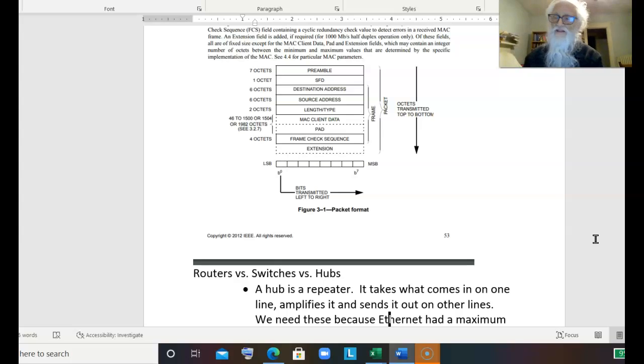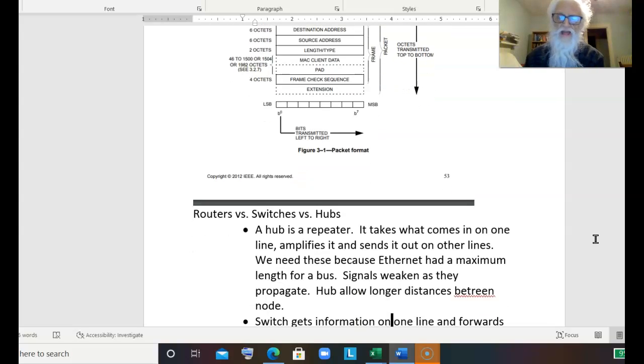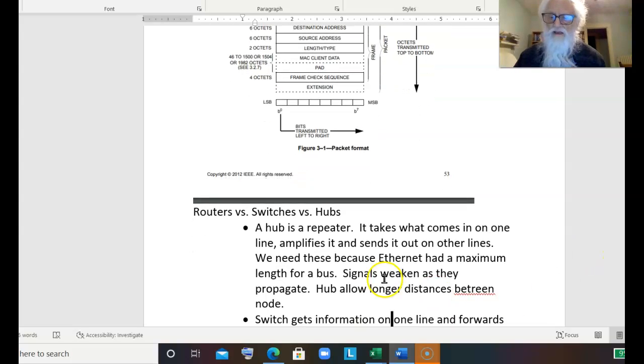It's like a person who's getting in a message and then yells it through a megaphone to the other side. Both sides, because it goes both ways. So it doesn't have much in the way of intelligence. Its job is just to amplify the signal it gets in. What this does for us is it allows us to have bigger internets, bigger LANs, pardon me.